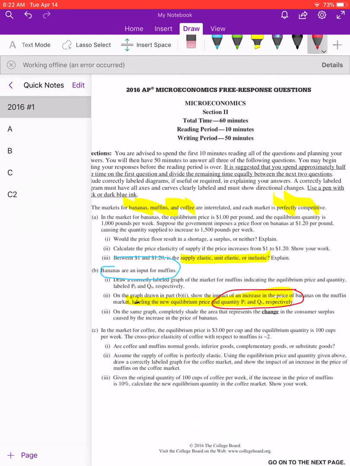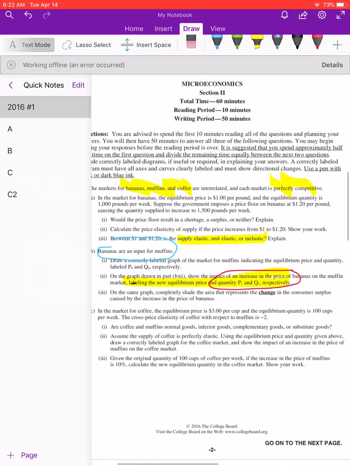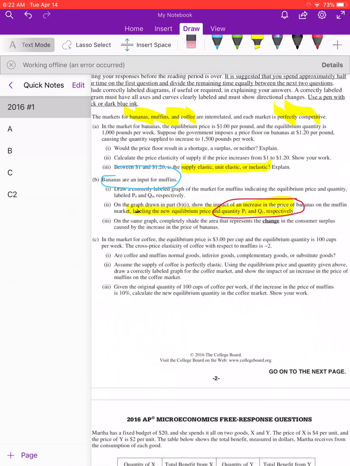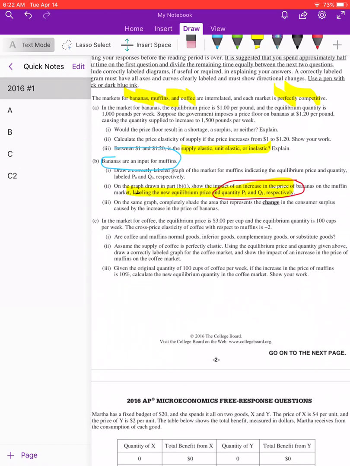Okay, letter C. Letter C says, in the market for coffee, the equilibrium price is $3 and the equilibrium quantity is 100 cups. The cross price elasticity with respect to muffins is -2. Are the coffee and muffins normal, inferior, complementary? So we have to understand that this number right here is what we call cross price elasticity, and we have to know what it means.